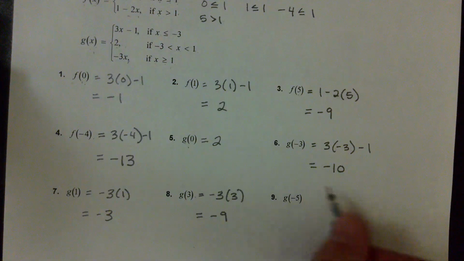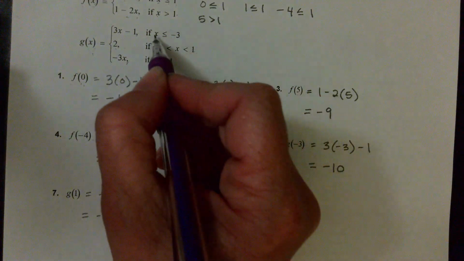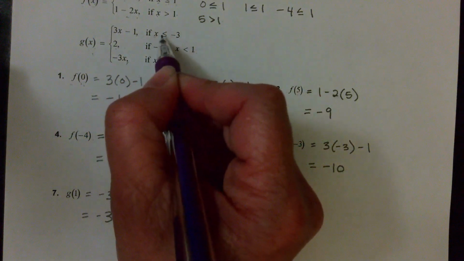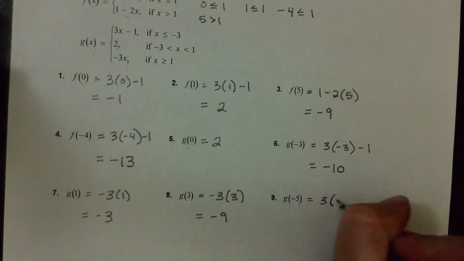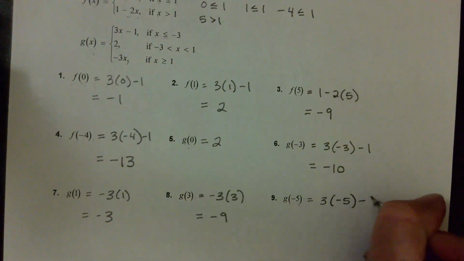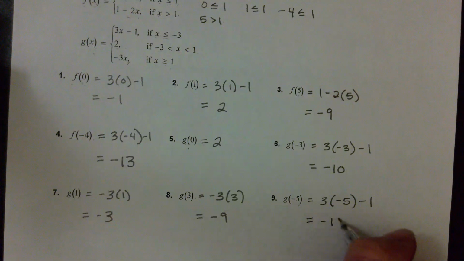And for the last one, we're looking at negative 5. Negative 5 satisfies the inequality, negative 5 is less than or equal to negative 3. So this would become 3 times negative 5 minus 1. Negative 15 minus 1 is negative 16.